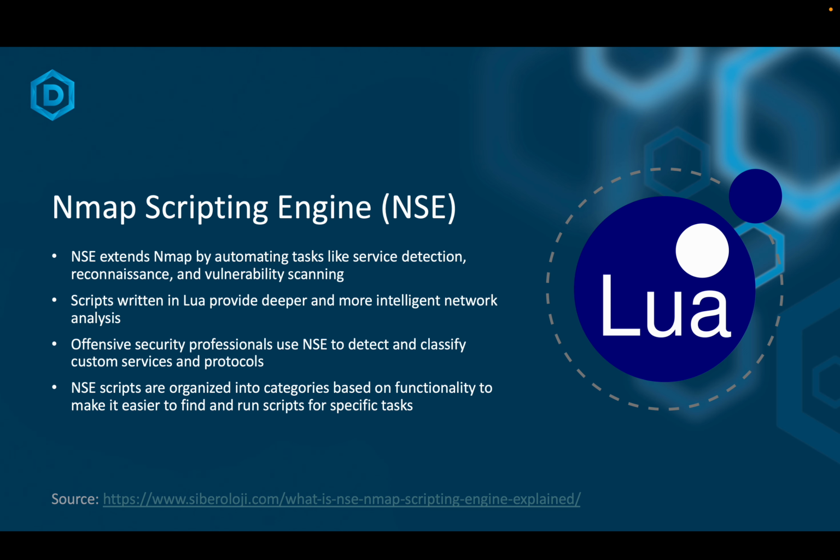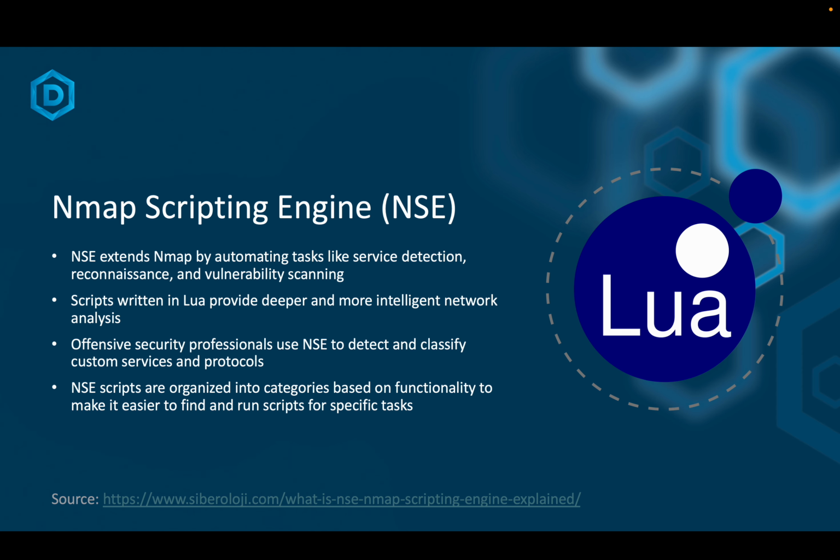So one way to extend the capabilities of Nmap is using the Nmap scripting engine. The Nmap scripting engine extends Nmap by automating tasks like service detection, reconnaissance, and vulnerability scanning. The scripts for the Nmap scripting engine are written in the Lua programming language to provide deeper and more intelligent network analysis. And it's used by offensive security professionals to detect and classify custom services and protocols. The scripts are organized into categories based on their functionality to make it easier to find and run scripts for specific tasks.